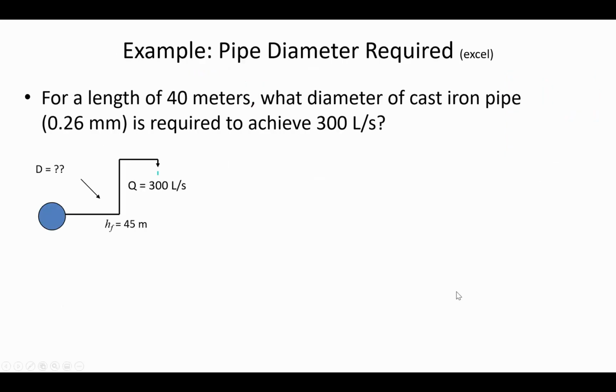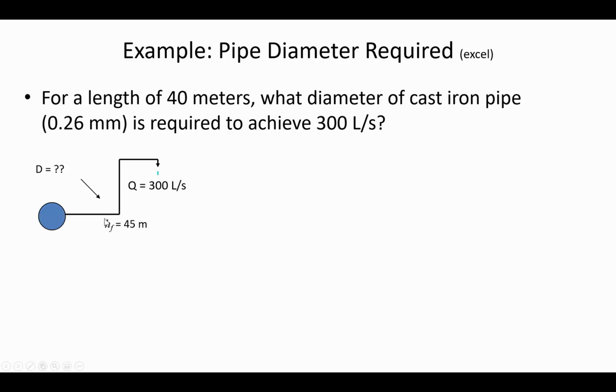Now here's the example. We know the length of the pipe, and it is a big trunk line delivering water, and there is a lateral pipe coming off of that main trunk line, and that lateral pipe has a length of 40 meters. We know it's made out of cast iron, so we could look up the equivalent sand roughness for cast iron, which is 0.26 millimeters, and we need to know what diameter should be sized to ensure that it can deliver 300 liters per second. And the driving force for this flow of water is that there's going to be a head loss of 45 meters. And so where would that come from?